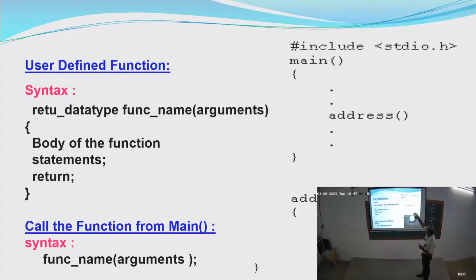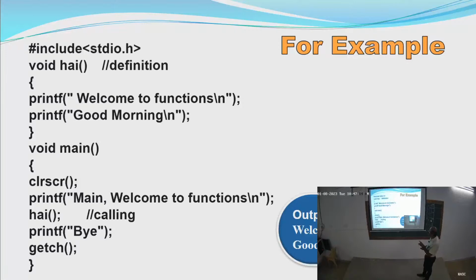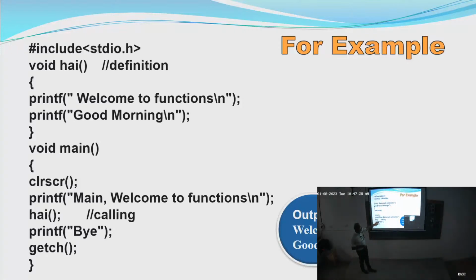Here we declare one variable, that is address, in the function. The function definitions are here. That is address, not add. This is an example program on functions. Here the program execution starts with the main function, and clrscr will be executed, and welcome to functions. Here we call the function, that is hi, which means the function calling. The control goes from here to here. This is called function calling and function definition. The control goes from here to there, that is void hi, this will be executed, that is welcome to functions, good morning, that will be printed.